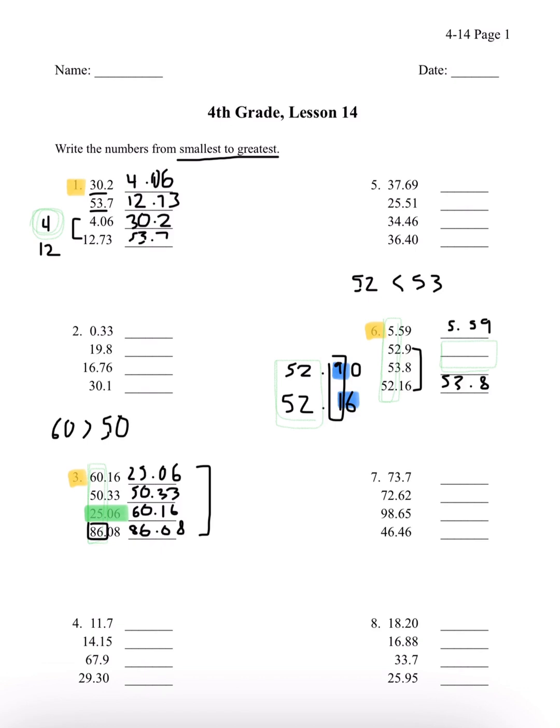We know that a 90 is obviously greater than 16. So our second smallest is going to be the 52.16. And lastly, our third smallest is going to be 52.90. And that's our answer from smallest to greatest order.